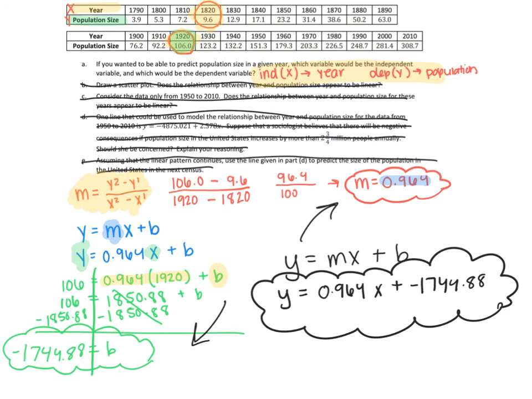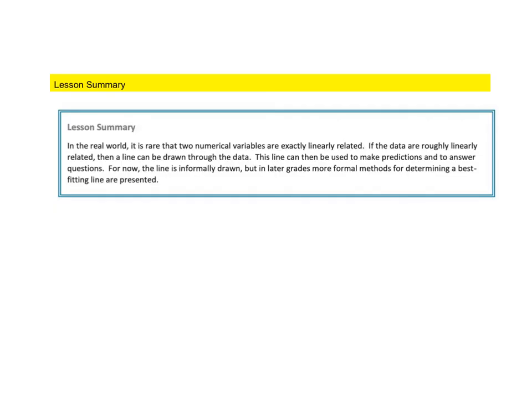Okay? We're now going to close out our lesson and then get into our exit ticket. Alright, just to close out this lesson for today, in the real world, we're given situations that have two numerical variables. We can use those variables to create scatter plots. We can use those scatter plots to create lines of best fit. We can then create an equation for that line of best fit and then use it to make predictions. Okay? That is what we did today, and that's what you're going to do in your exit ticket right now.